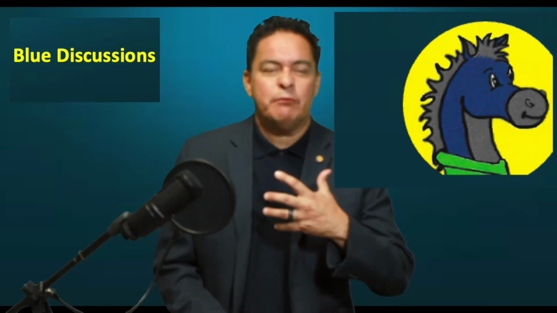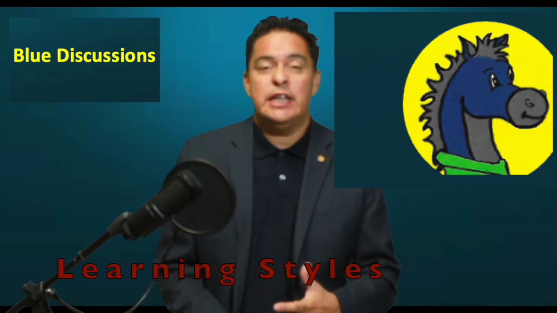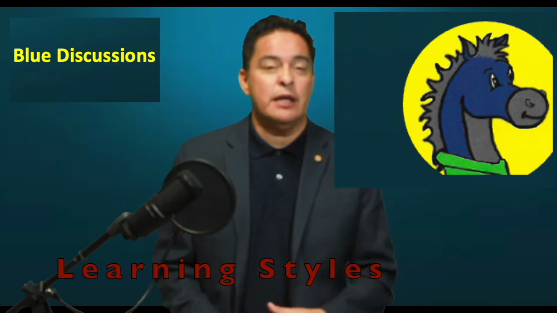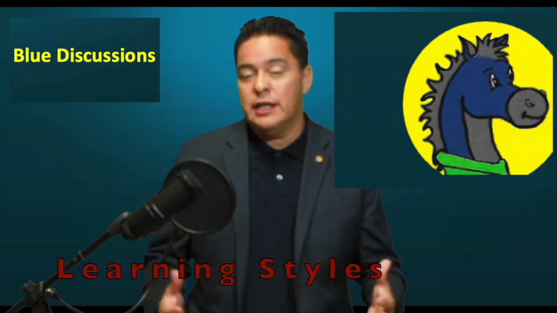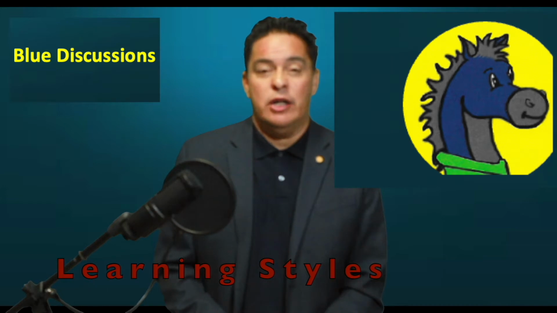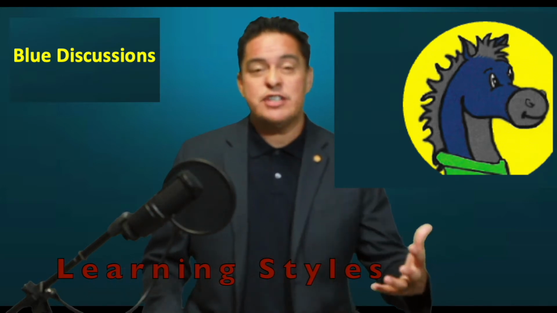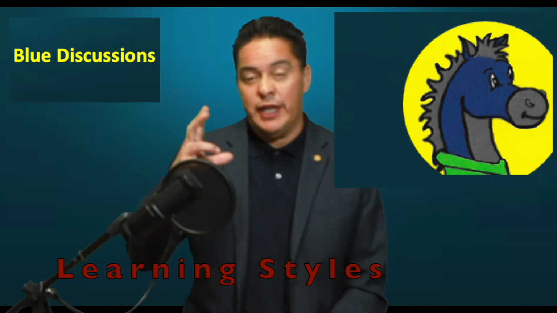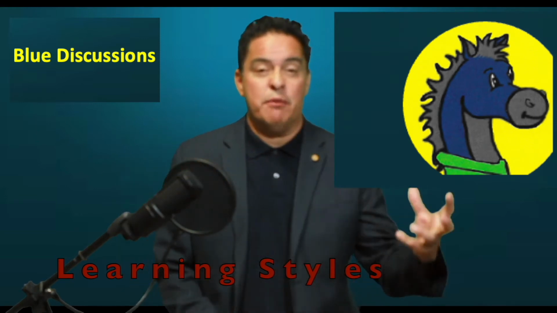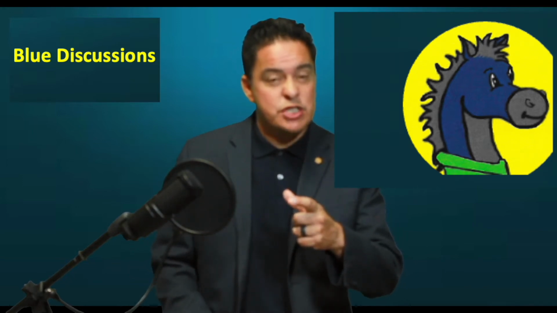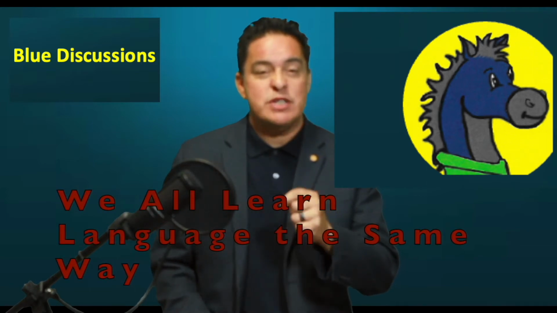Why? Because we all think that we all have learning styles, that we learn with the left side of the brain or the right side of the brain, and that we are unique individuals in all aspects. And you know what? All of that is correct. We have different learning styles. We learn with the left side of the brain, the right side of the brain, and we all seem to have different ways of learning. But when it comes to second language acquisition, we all learn language the same way.